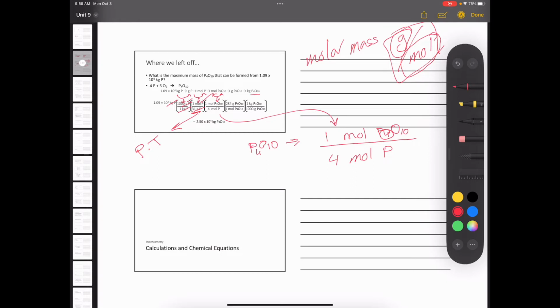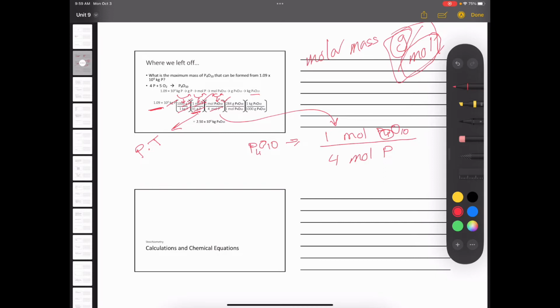So now my moles of phosphorus can cancel out with moles of phosphorus. And I'm left at this point with moles of phosphorus oxide. So up to this point, I've converted my mass of phosphorus into moles of phosphorus oxide. So you're basically getting there.